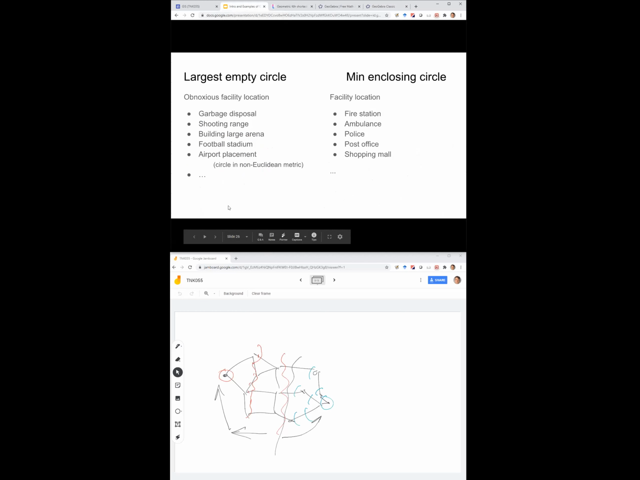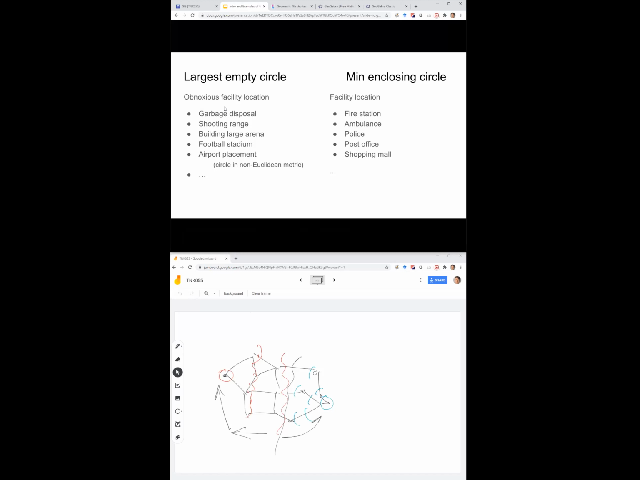Now, getting back to how it is relevant for GIS applications. That's the essence of facility allocation, right? If you have an obnoxious facility, something bad that you want to place far from people, from sites, from whatever your sites are, then you want to place it as far as possible, meaning that you want to place it in the center of an empty circle, the circle that contains no sites. How do you find this circle?